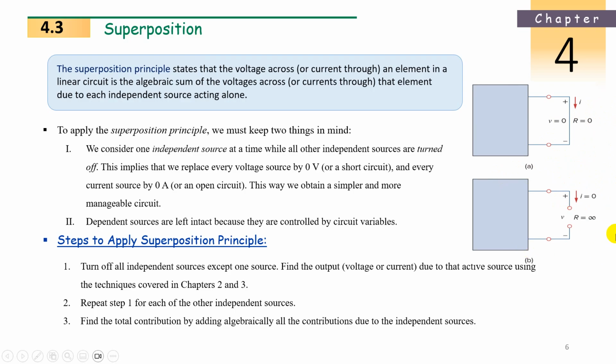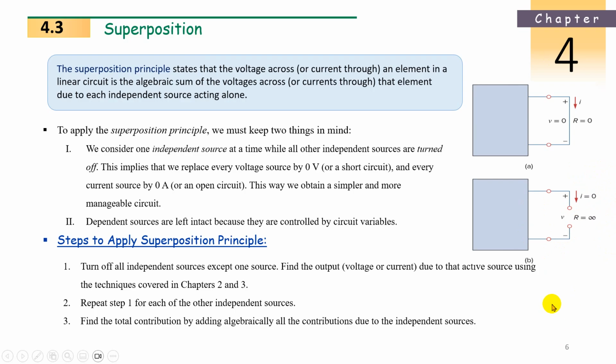Then the second source: keep the second source active. Remaining first and third sources make off. Off means the same rule: short circuit voltage source, open circuit current source. Find the branch currents, branch voltages, then keep aside. Next, the third also same. Keep that active, and turn off the first and second by the rules. Find all the voltages and currents in the branches.